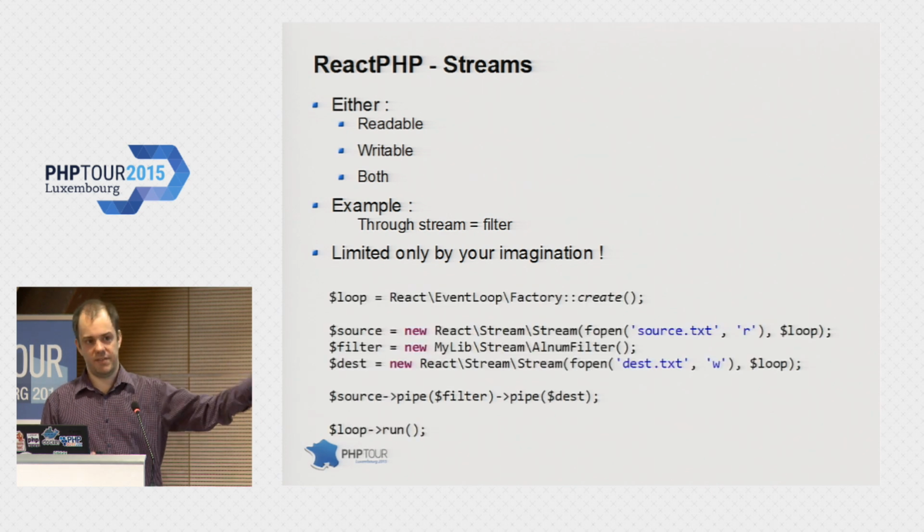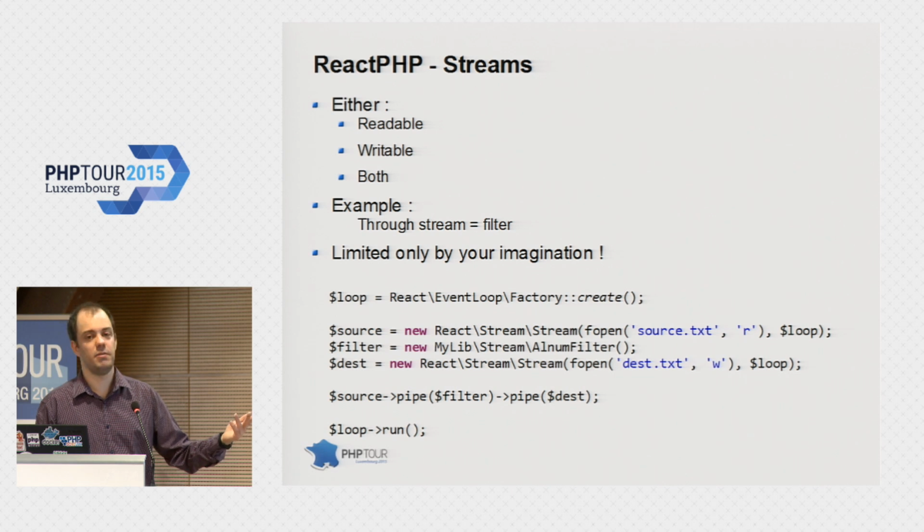So again, we have the event loop. We always have the event loop. And we create a stream that we're just going to read a file here, and we attach it to the loop. Then we have a filter. This is not in ReactPHP. This could be anything, any class that you want to use to filter. In this case, an alphanumeric filter. And then we have a destination, which is just we're going to write to a destination file.